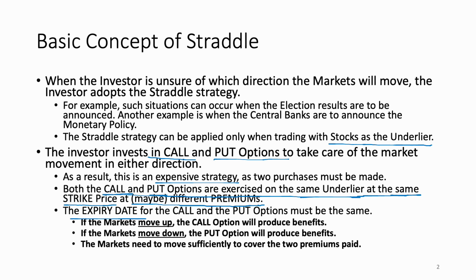So, on the expiry date, if the market moves up, the call option will produce benefits. If the markets move down, the put option will produce benefits. Now, the benefits, what the call and the put option, either of them will produce, has to be sufficient to cover for the two premiums what will be paid. One premium paid for the call option, one premium paid for the put option. So the benefits will be only available as a profit to the investor if the market moves sufficiently to cover for the two premiums that is paid. We will see this through some illustration and examples.